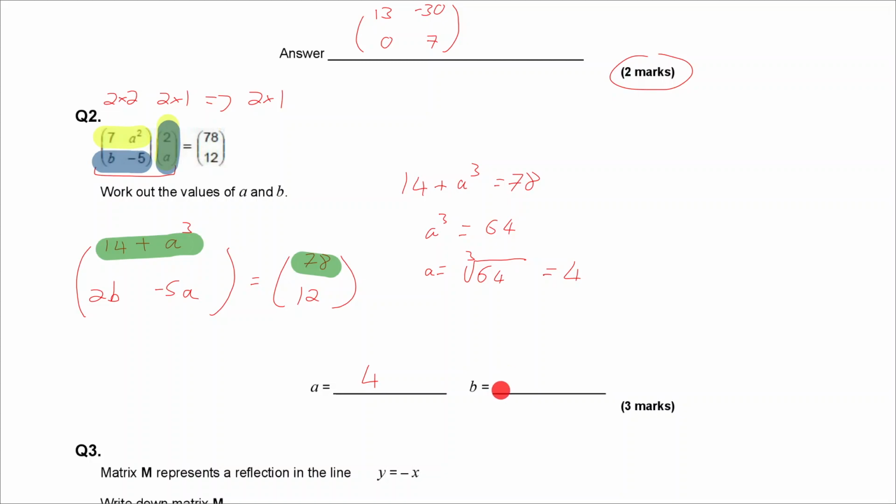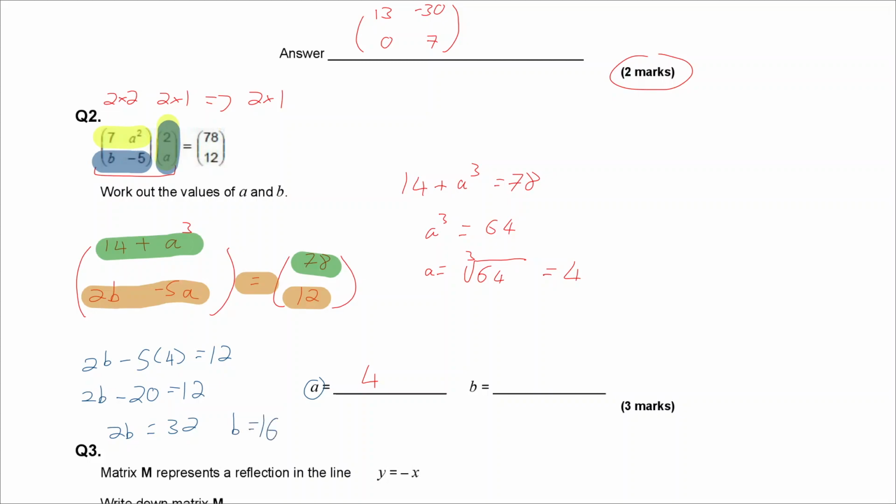I'm now going to work out b by doing a very similar thing. Let's compare the bottom number, the 2b minus 5a, that must be equal to 12. So we can form another equation here. I know that a is equal to 4, so I can replace the a with 4, and that must be equal to 12. So 2b minus 20 must be equal to 12. Let's add on this minus 20 to this side. So 2b must be equal to 32, and then divide by 2, so b must be equal to 16, and that is your final answer.